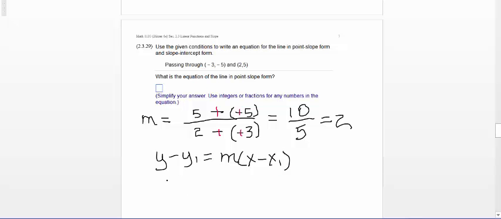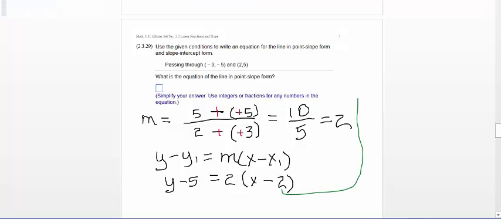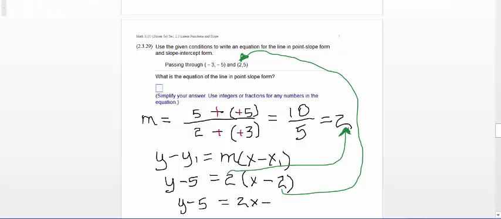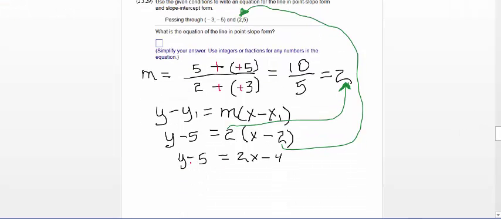So the point-slope equation template is y minus y1 equals m times x minus x1. For y1, I can use either point. I'm going to use a point that has the positive coordinates. You could use the other point. You're going to get the same equation in the end. So y minus 5 equals 2 times x minus 2. The 2 in the parenthesis comes from the x-coordinate of 2. The 2 in front of the parenthesis comes from the slope. MyMathLab will also accept y minus negative 3 equals 2 times x minus negative 5.